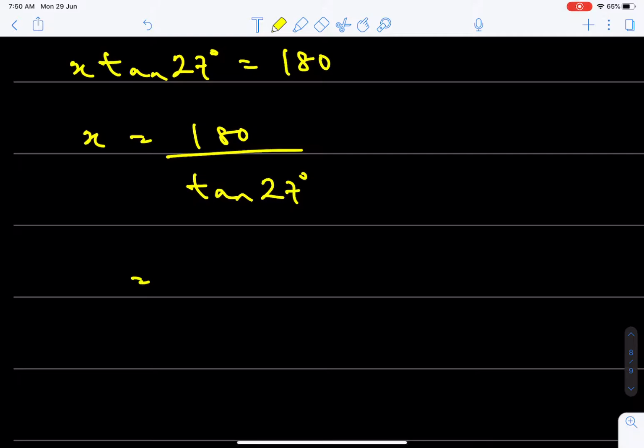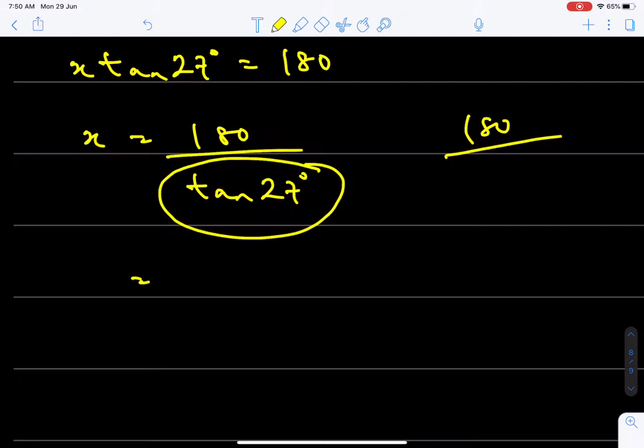Now, this is a trick. Whenever the tangent is a denominator this way, you don't use it directly, because it will be difficult to divide 180 by the tangent of 27, which is going to be 0 point something. So what you do is you multiply 180, which is the numerator, by the tangent of the complement of 27, which is 63 degrees.